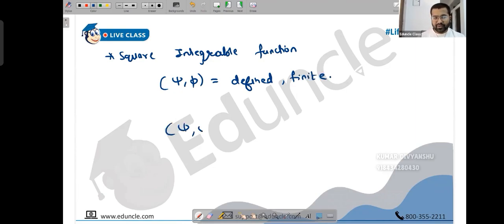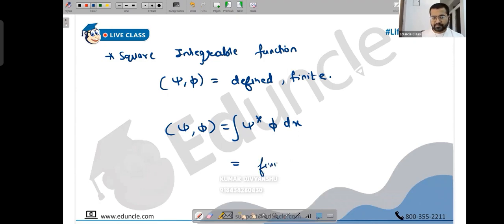So basically, when you calculate psi-phi, how do you calculate psi-phi if you remember? Integration. The first one is the conjugate. The second one you have to write as it is. You must have a defined, finite value of this. If that happens, you call the function square integrable. That's it. Make a note. The scalar product of two linear vectors must be defined and finite.